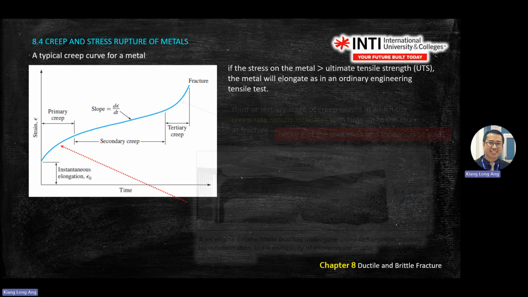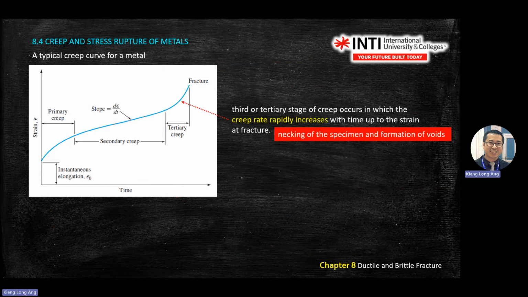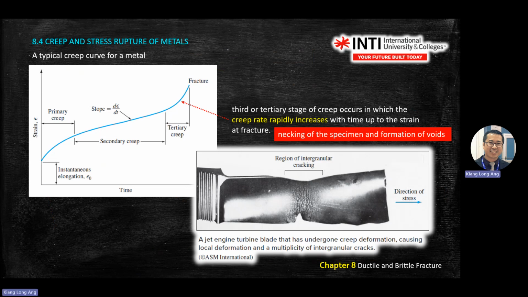So tertiary creep here is the necking phenomenon that you see in your experiment, especially for aluminium. But for a very strong material like the fan blade, it will fail here, and it will twist and elongate like this one. The necking will happen.